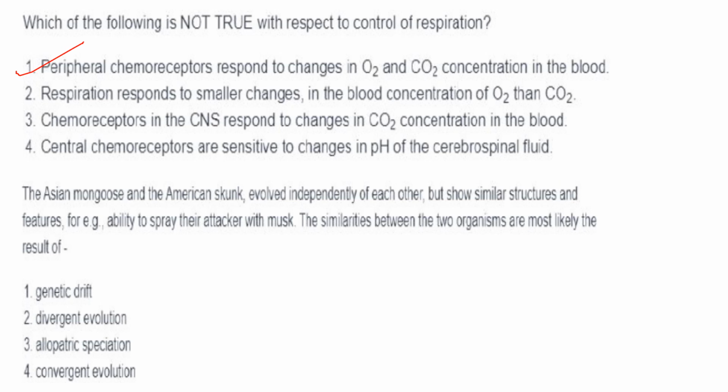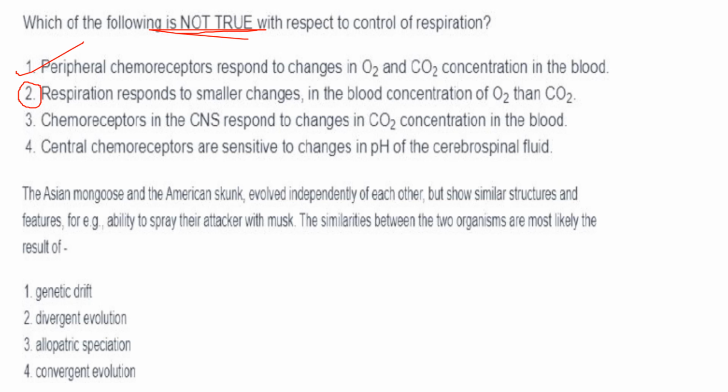Even if there is a small change in the carbon dioxide concentration, it is going to affect the pH of the blood. And the various chemoreceptors in the brain will detect these small changes in carbon dioxide concentration, and will trigger responses to maintain acid-base balance. That is what is happening. So as per me, they have asked which is not true, so option 2 is the answer.